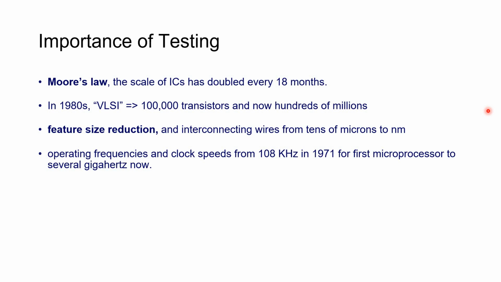Operating frequencies scaled from 108 kilohertz in 1970, the first microprocessor. What is the speed right now? What is the latest phone speed? Take iPhone, latest iPhone 14. What is the CPU speed or GPU speed? In iPhone it's gigahertz. How many gigahertz? CPUs are coming at 2.4 gigahertz. No, I myself have done 2 gigahertz at Qualcomm 5 years before. Don't tell me that.